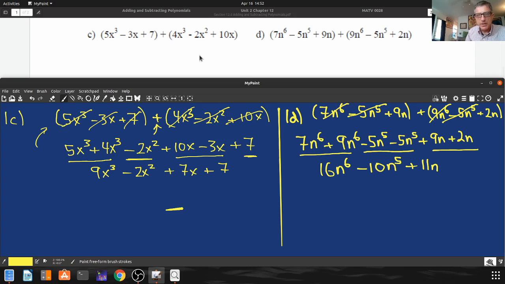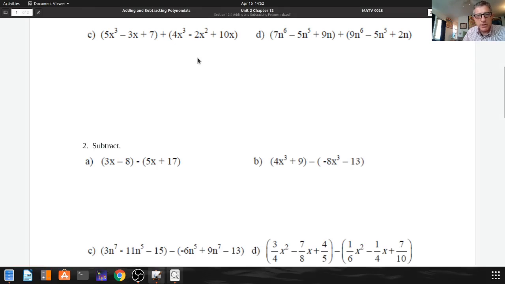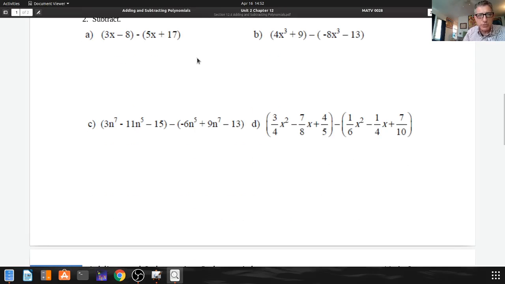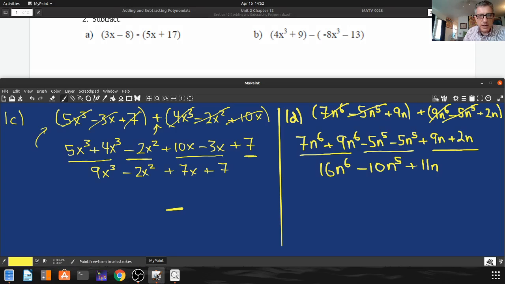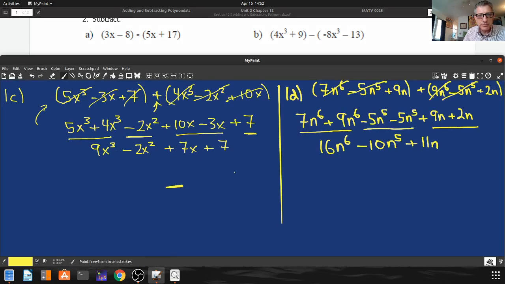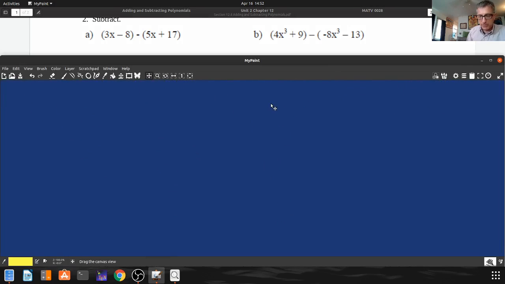Okay, so the next one we're going to do is going to contain some subtractions. So I've got to talk to you about how to do subtractions. They're really easy, but you have to be careful. So let's just do 2A.